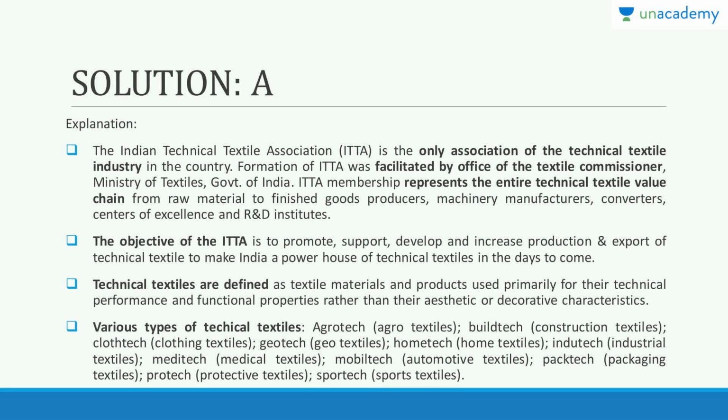So ITA is the only association, and the objective is to promote, support, develop and increase production and export of technical textile to make India a powerhouse. And technical textiles are defined as textile materials and products used primarily for their technical performance and functional properties rather than their aesthetic or decorative characteristics.